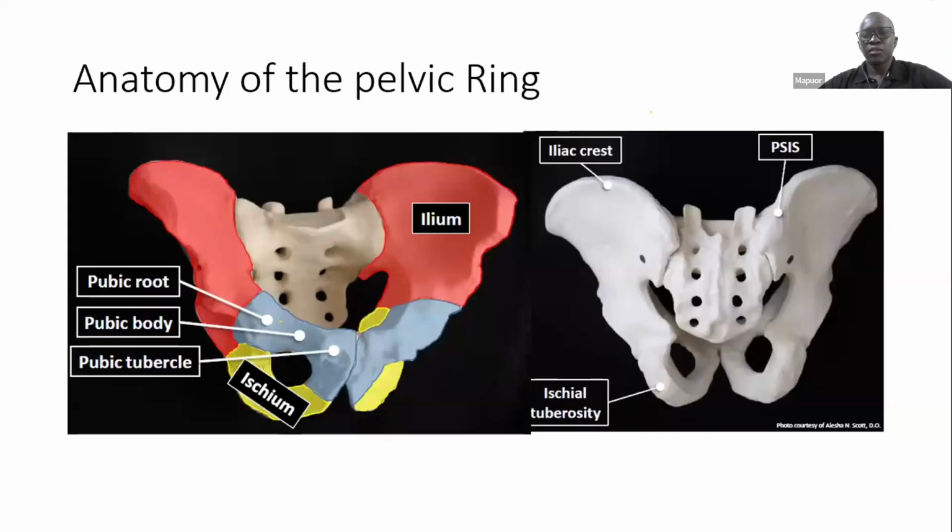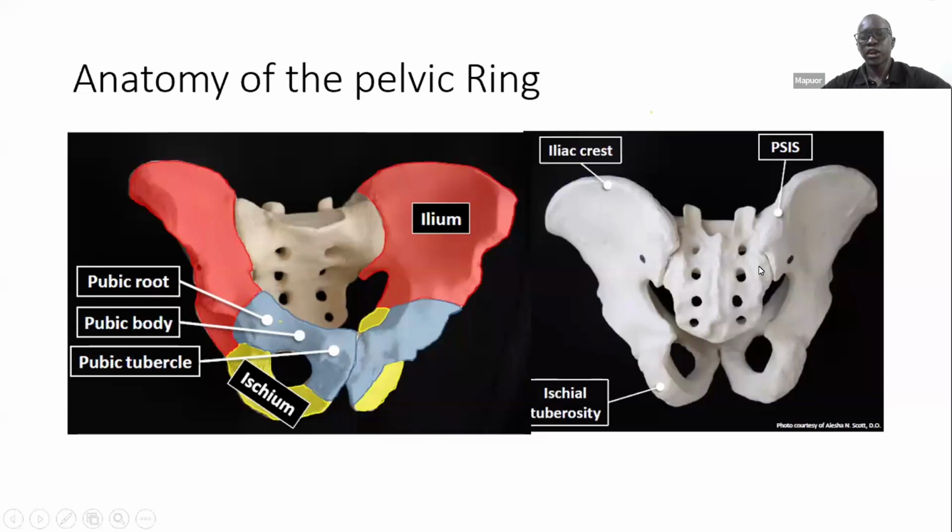So to understand the pelvic ring anatomy, we have to understand the bony anatomy of the pelvis. The pelvis is formed of innominate bones. We have the ilium at both sides. We have the sacrum posteriorly, and an extension of the ilium toward the anterior aspect. We have the pubis, and we have the ischium.